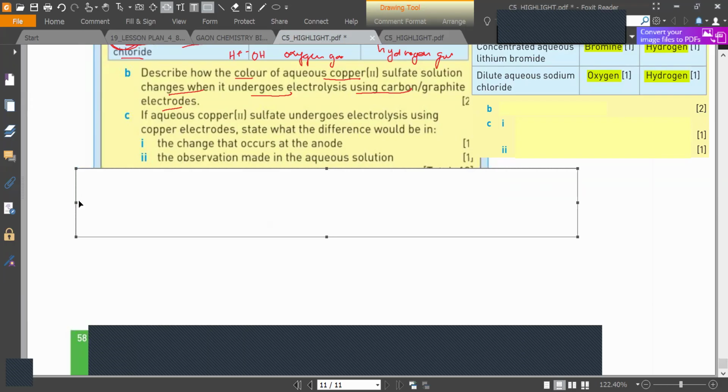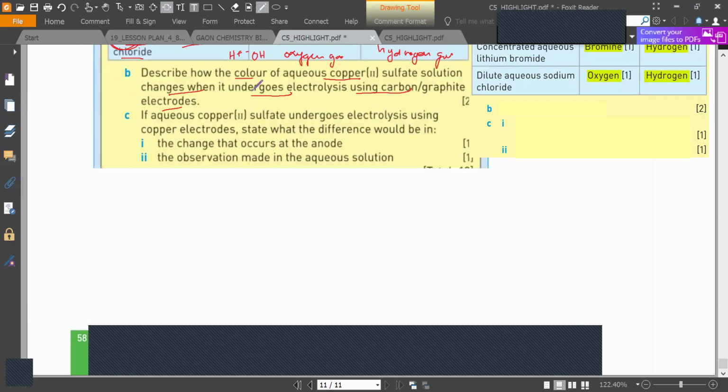So now let's take a look. Copper sulfate solution. So we will have 4 ions: Cu2+, and then sulfate, and then again from water, hydrogen and hydroxide.